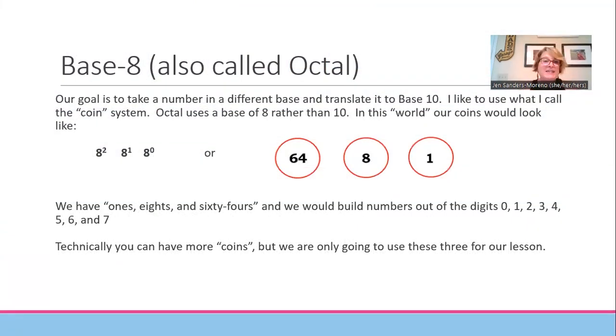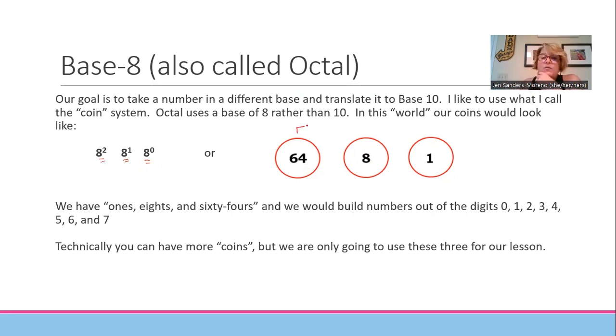Our goal here is to take a number in base 8 and change it to base 10. Now, as we saw in the other video, whatever your base is, that's what you're going to put down here in our exponential expressions. So 8 to the 0, that's our 1. 8 to the first, that's our 8. And 8 to the second is 64.